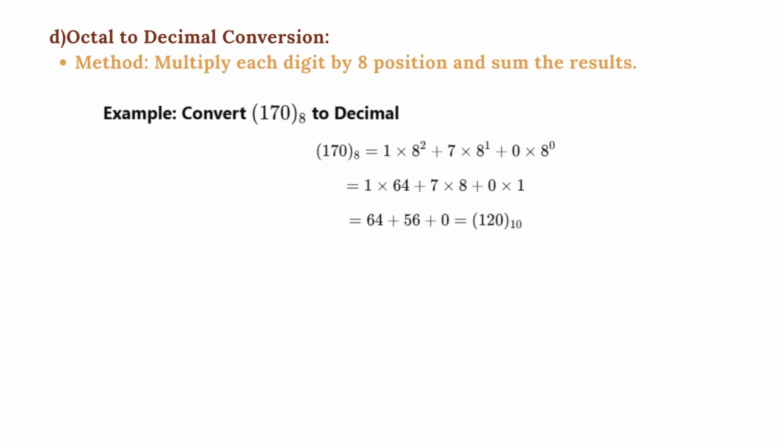The next conversion is octal to decimal conversion. The method is to multiply each digit by 8 to the position power and sum the results. Convert 170 to decimal. We need to multiply by powers of 8. 1 into 8 to the power 2 plus 7 into 8 to the power 1 plus 0 into 8 to the power 0. So we get 120. This is the decimal form of octal 170.